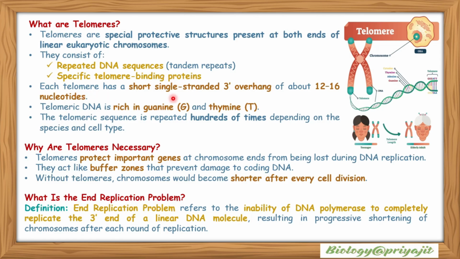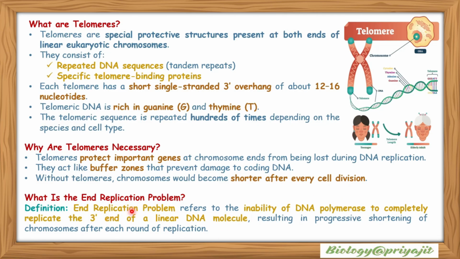Each telomere has a short single stranded 3' overhang of about 12 to 16 nucleotides. Telomeric DNA is rich in guanine and thymine. The telomeric sequence is repeated hundreds of times depending on the species and cell type. Why are telomeres necessary? Telomeres protect important genes at chromosome ends from being lost during DNA replication. They act like buffer zones that prevent damage to coding DNA. Without telomeres, chromosomes would become shorter after every cell division.